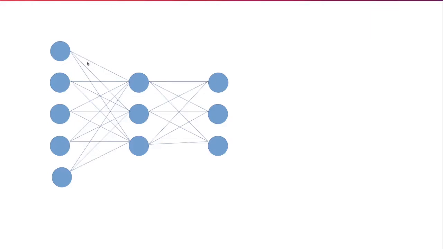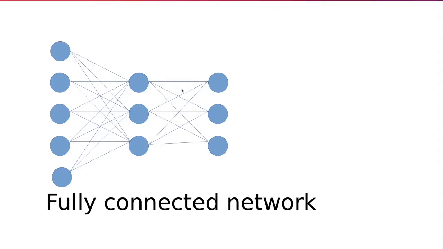The input layer is the data that we're feeding into the network. The hidden layer is the layer that does the actual computation, and the output layer is the result of this computation. Now there are 5 nodes in the input layer, 3 nodes in the hidden layer, and 3 nodes in the output layer. The nodes in the hidden layer are connected to all of the nodes in the input layer, and the nodes in the output layer are connected to all of the nodes in the hidden layer. This is also referred to as a fully connected network.